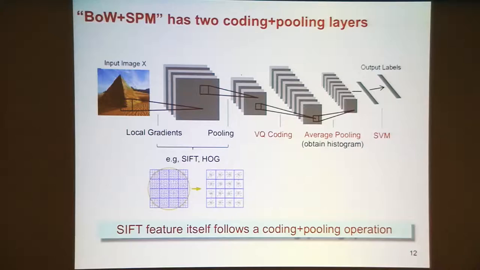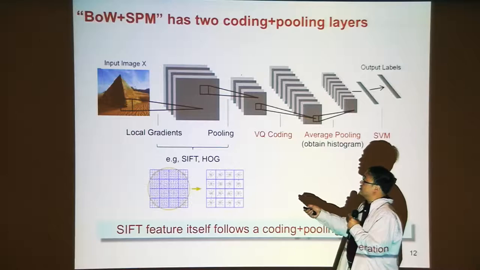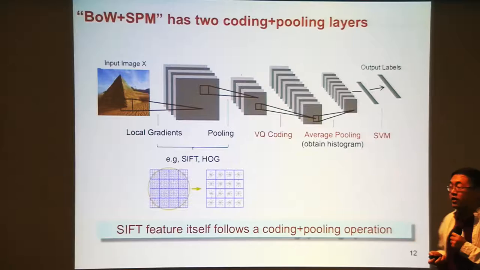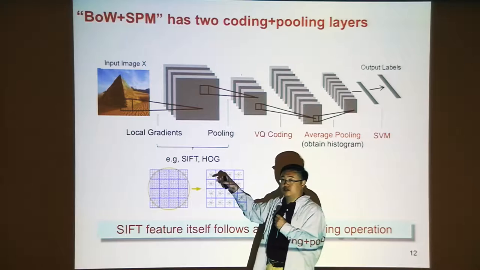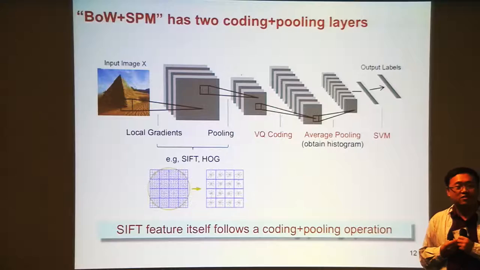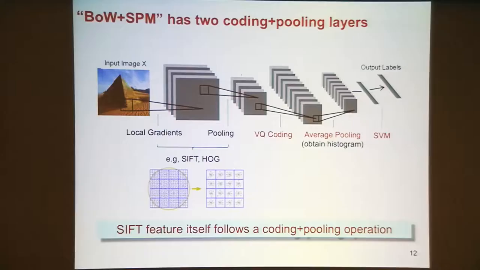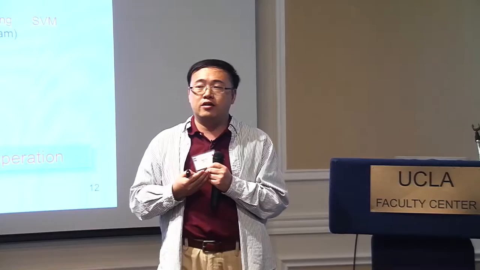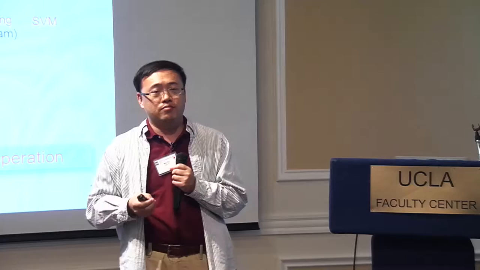Even if you look at the SIFT feature itself, if you look at the details, it is kind of like a coding plus a pooling. You compute the gradient at different locations, which is like a filtering, the coding step. And then in a slightly larger local neighborhood, you do some summarization, which is a pooling step. So the feature itself is a coding and a pooling step. And this actually makes sense because, as we have seen in the previous talk, translation invariance is a big issue you need to handle, and also some degree of scale invariance and deformation invariance. And by doing this step, you can handle it very well.